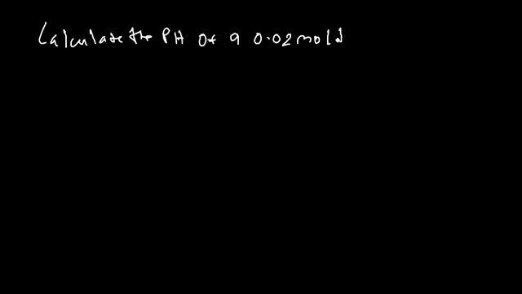Now the first question we're going to be looking at is: calculate the pH of a 0.02 mole per dm cube H2SO4. Before we actually enter the calculation aspect per se, I want to quickly highlight and mention some very interesting parts.